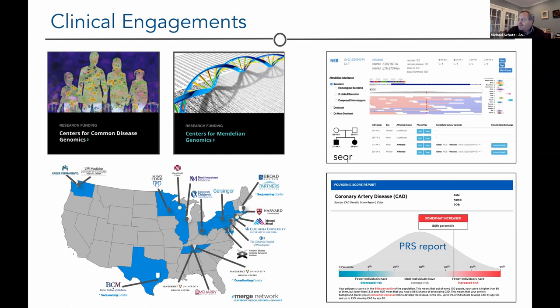To support that analysis, we've developed and launched a number of major analysis tools. On the top right there, we have a screenshot from a major tool called Seeker that lets you study transmission across families to support Mendelian genomics. And at the bottom, we have a polygenic risk score report that can be generated inside the AnVIL, in this case, to look at coronary artery disease.